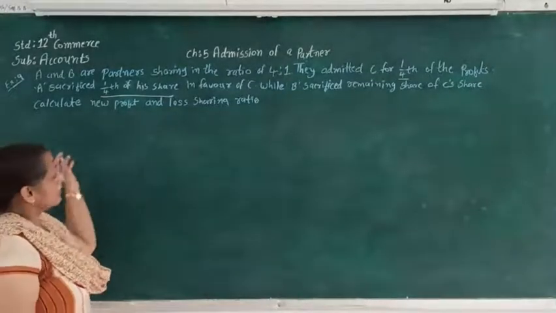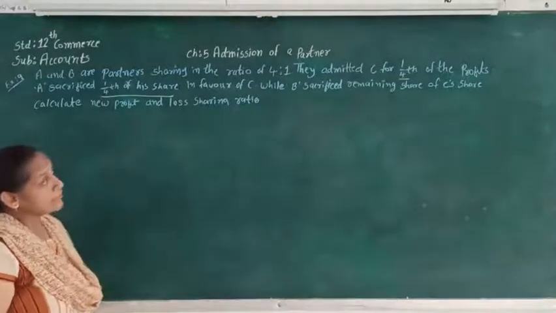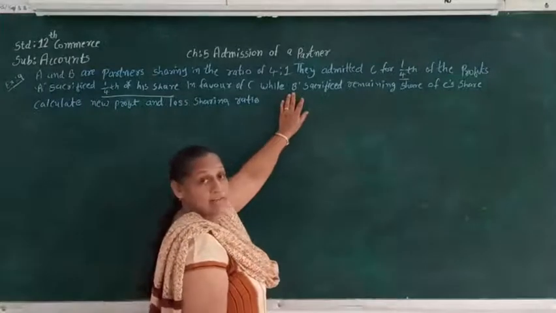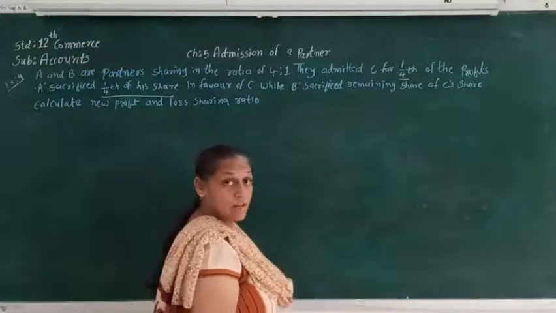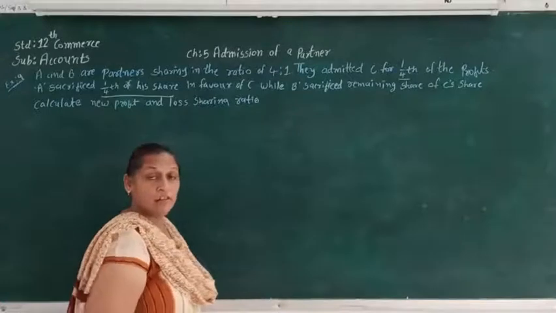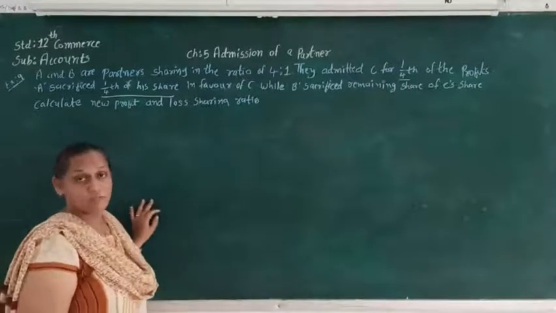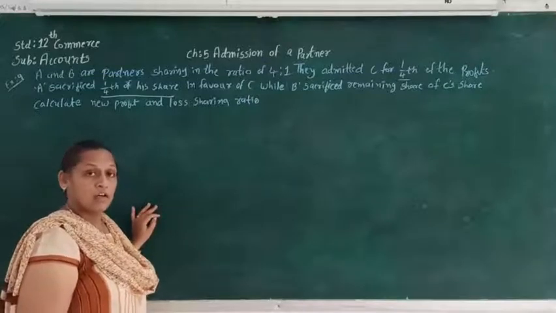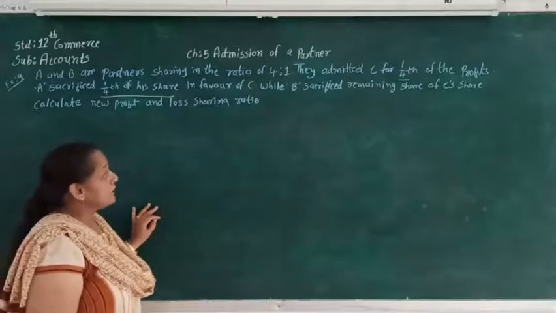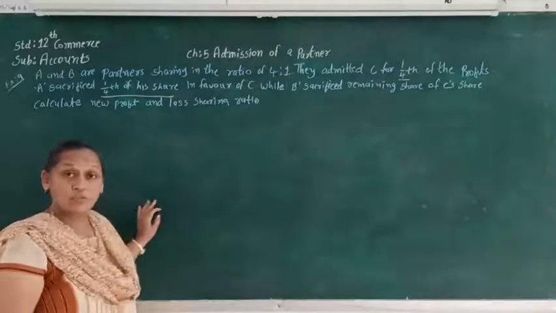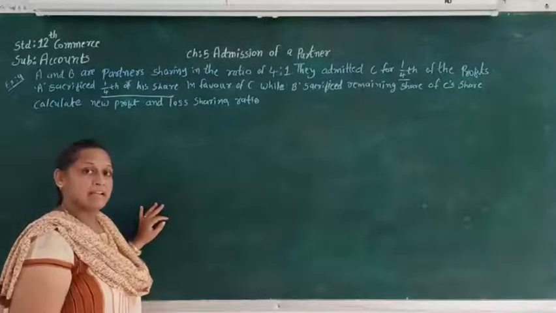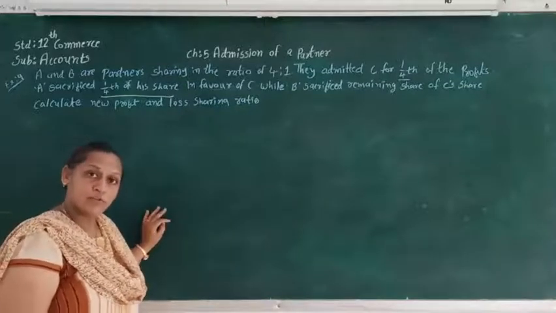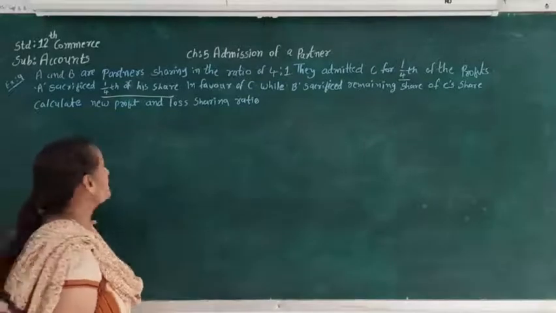Okay. And the remaining part of C's share will be sacrificed by B. So here again we have to find out B's sacrifice. So very first we have to find out A's sacrifice, and then from the total we are going to deduct A's sacrifice. So we are going to have B's sacrifice, and then if we have the old ratio as well as the sacrifice, we are able to find out the new share of all the partners. So let's do the sum.